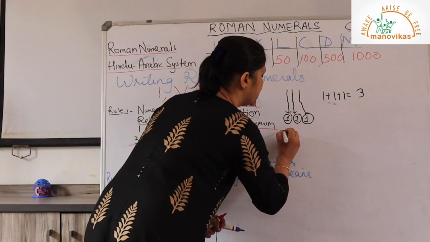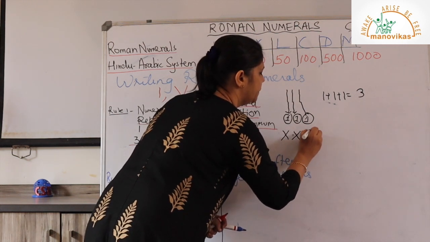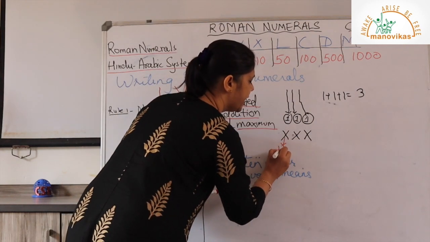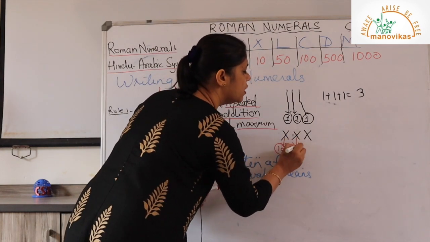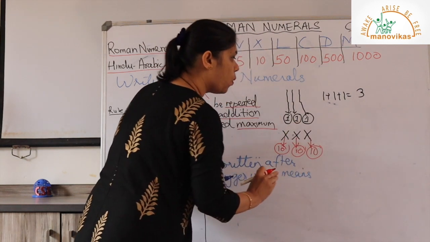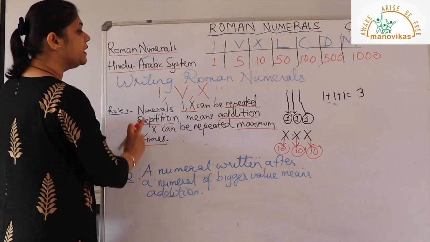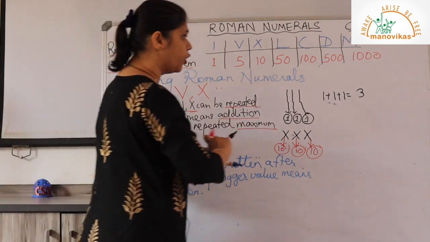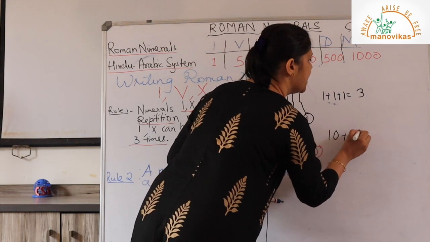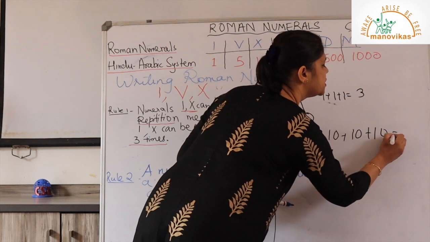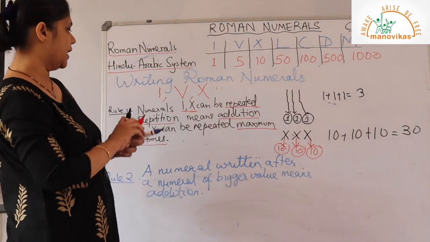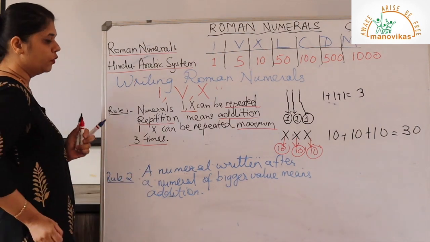Suppose you have a number. Here again, X stands for 10. X stands for 10 and X stands for 10. So, since repetition means addition, what you will do? This number will be 10 plus 10 plus 10, that equals 30. Right? Have you understood? Now, going to the next rule.